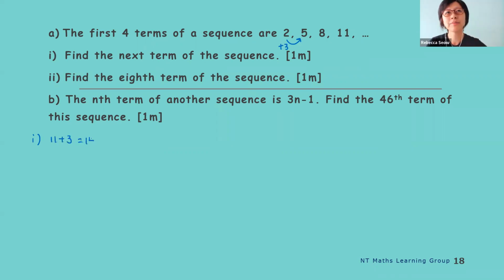So you can create a formula where you take the term number times 3, then minus 1 again. That's one way. However, for a 1-mark question, we might not want to create a general formula. If the question asks us to find the 8th term, we might actually take less time if we continue to add on.